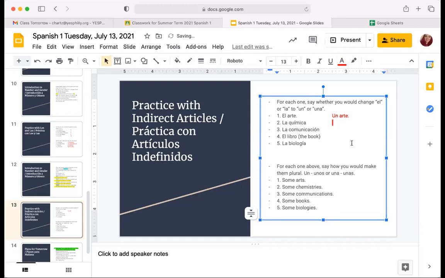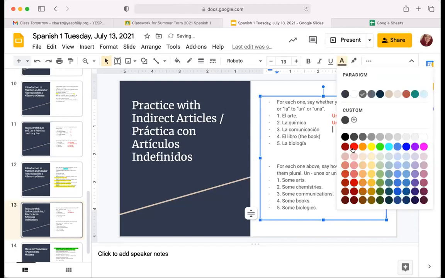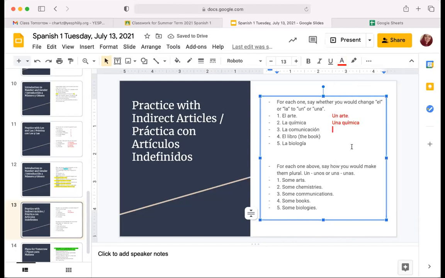And Spanish is like one big system, so once you get to understand this stuff, it'll make way more sense. So we have la química, and that's the chemistry. You want to say a chemistry. So una is feminine, right? Just like la is. It'll be una química. The next one is la comunicación. So that's the communication. You want to say a communication. It's la again, right? And we know that una goes with la. Una comunicación.